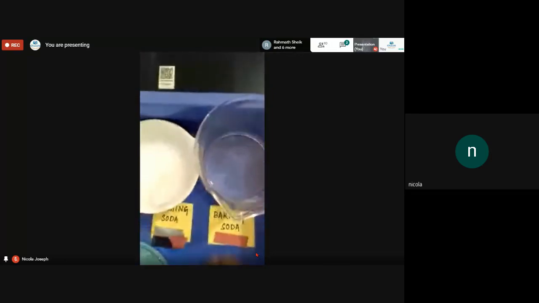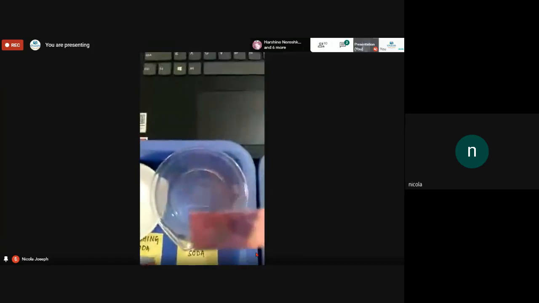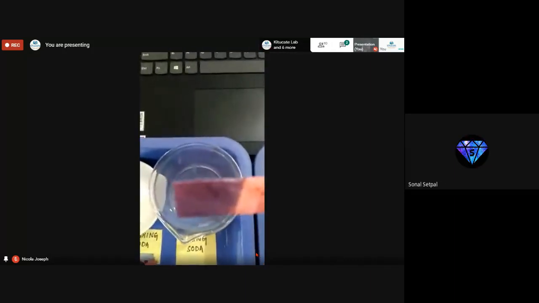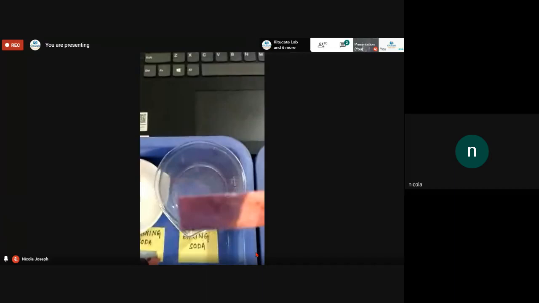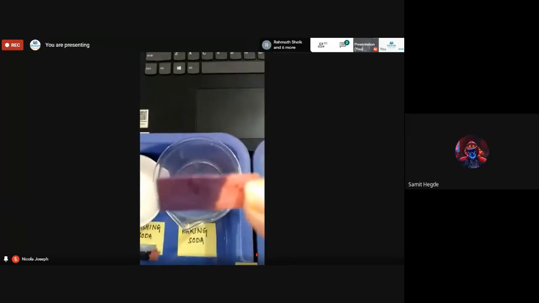Now we move on to the baking soda solution. This is red litmus paper. We dip it in the baking soda solution. Can you all see the color change? Yes, ma'am. So it has changed to blue. What does that mean? What is baking soda? Is it an acid or a base? It's a base.